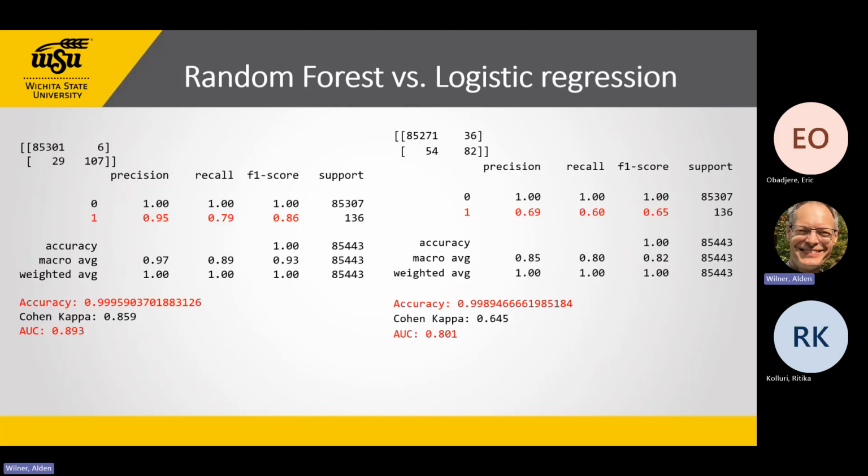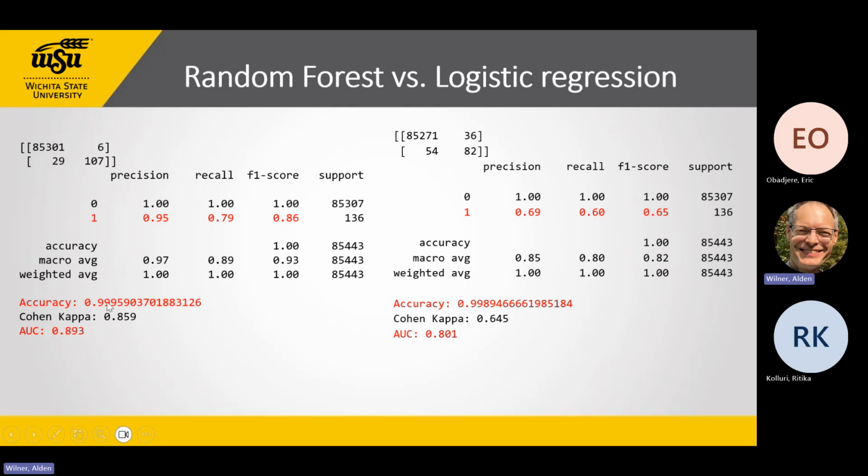So here's an example. We're doing random forest versus logistic regression. Random forest on the left, logistic regression on the right. You can see logistic regression gives us an area under the curve of 0.801, 80%. Precision on the minority case is okay, right?